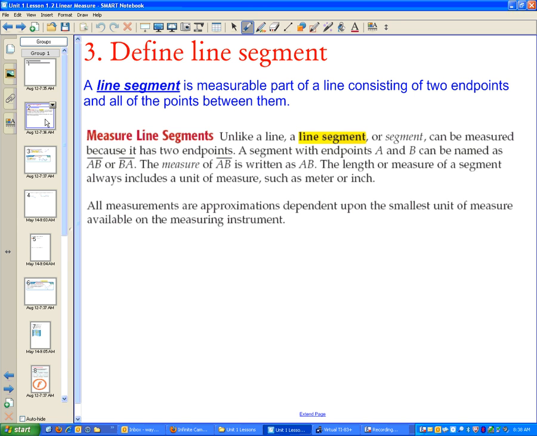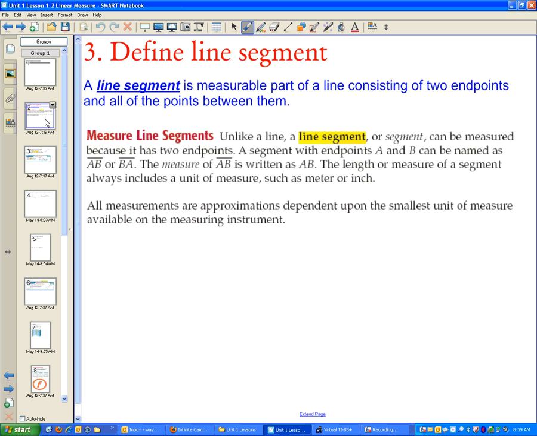Now, a line you can't measure because it doesn't have any endpoints. There's no place to start measuring. There's no place to end measuring. But a line segment can be measured because it has two endpoints. You use one of the endpoints as your start, the other one as the end. Okay? Now, a segment with endpoints A and B can be named segment AB or segment BA. So like with our lines yesterday, it doesn't matter. The order you put the letters doesn't matter.